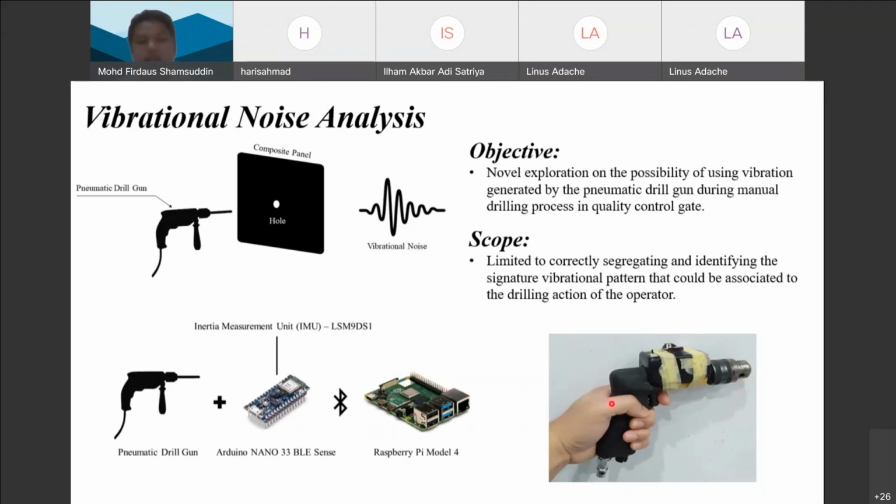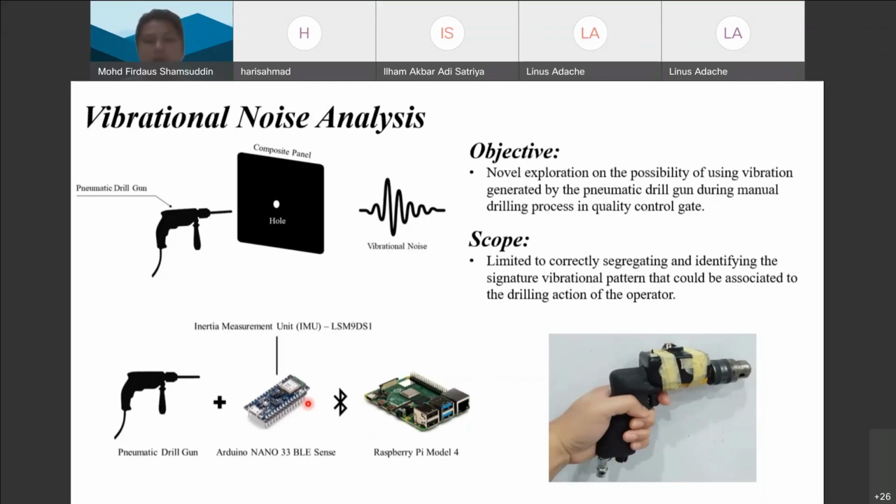And this is the completed device. You can see that there are no wires. The communication is all done through Bluetooth. The sensor, the Arduino Nano with the IMU embedded, is located inside this makeshift hole. And it is powered by a 3.3 volt lithium-ion battery. That is also an advantage of using Arduino.